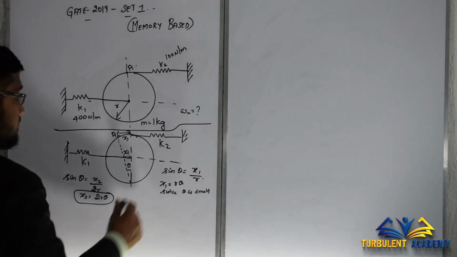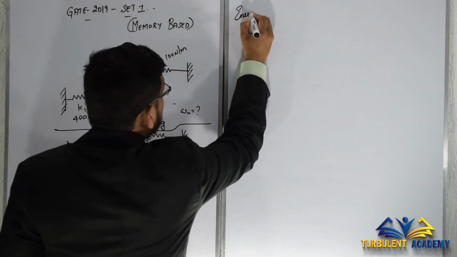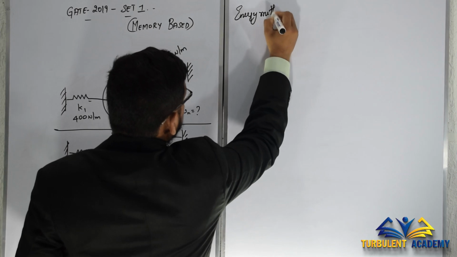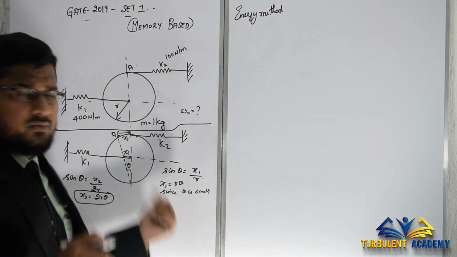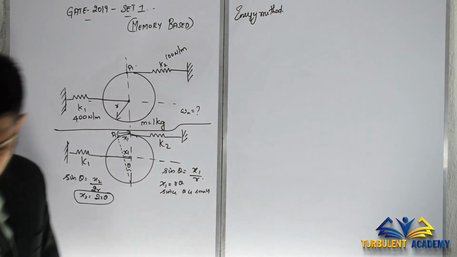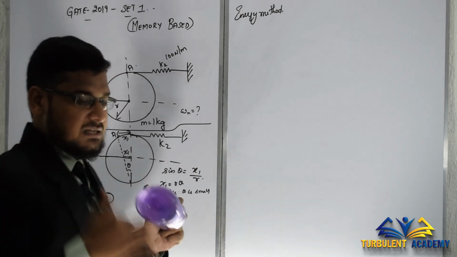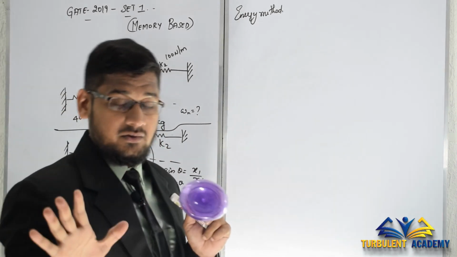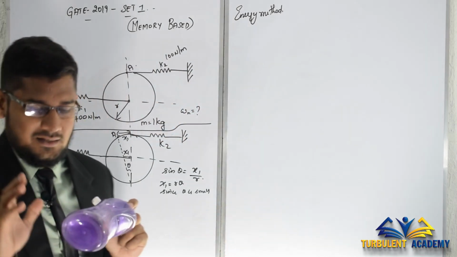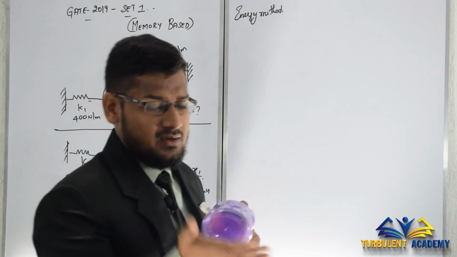So now solve it using the energy method. The energy method is very simple. Just involve all the forces associated with the particular problem, the particular system. So for example, assuming this to be a circular disc, this is not circular, I can catch your mind voice, but assume this to be circular for you to understand.